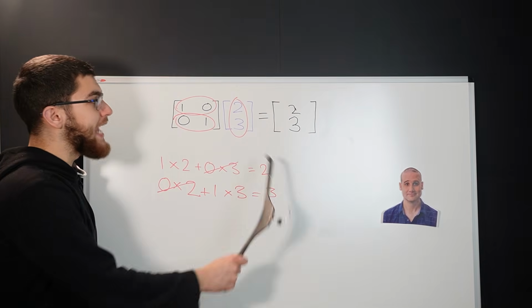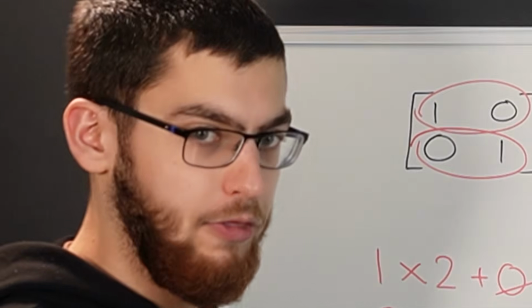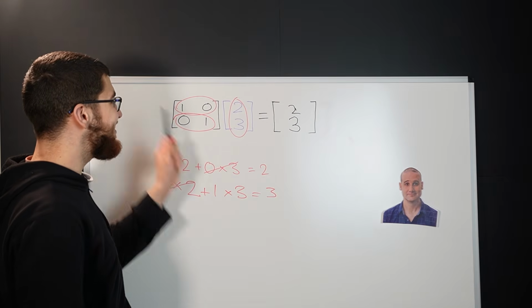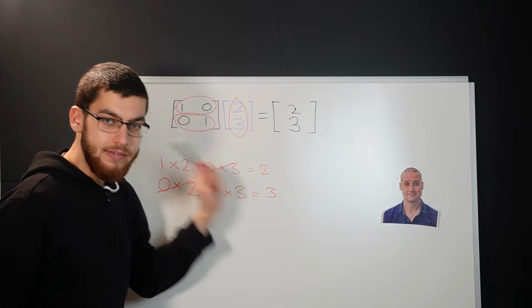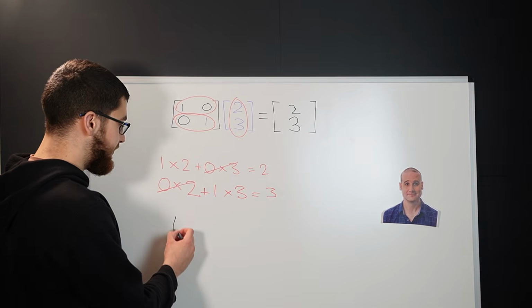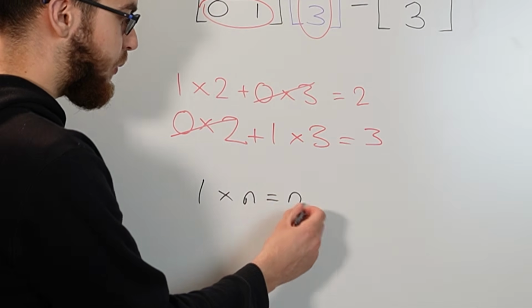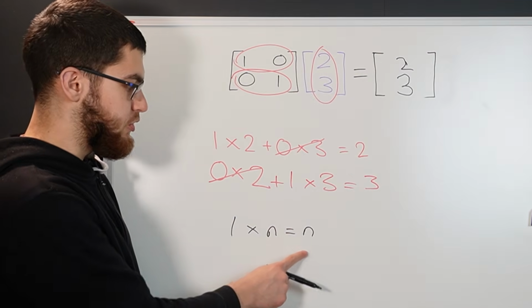Basically all we've done here is nothing. (2, 3) turns into (2, 3), so this matrix does nothing. It's called the identity matrix, and it's the same as the identity element in multiplication, which basically when you multiply it by anything, you just get the same thing. Just like when you multiply 1 by anything, you just get the same thing.